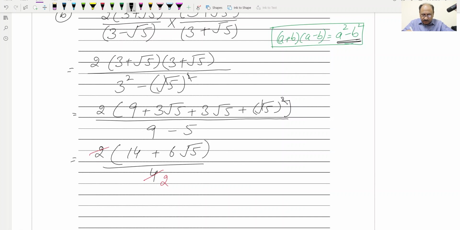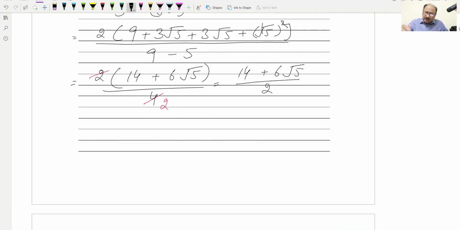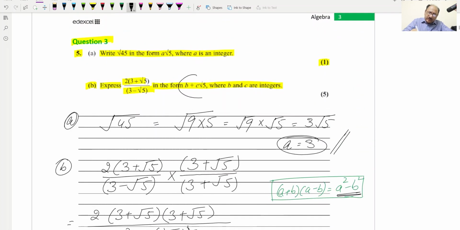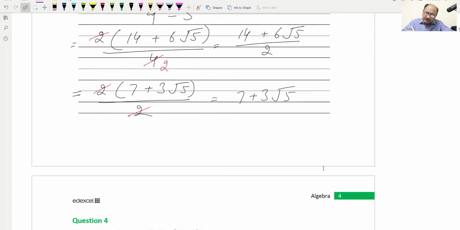And what will our next step be? This will be equal to 14 plus 6 root 5, divided by 2. Now we can take 2 common from the numerator: 2 into 7 plus 3 root 5, divided by 2, and this 2 will cancel with this 2, and our final answer will be 7 plus 3 root 5. If we compare it with what was given to us, b plus c root 5, our b is 7 and our c value is 3, and these are the two values.